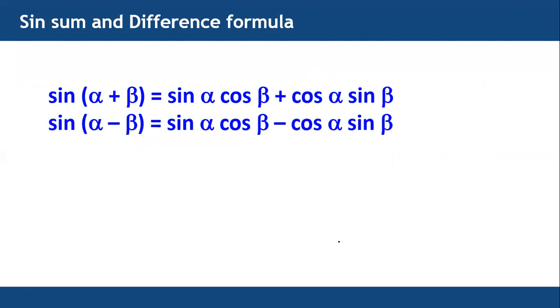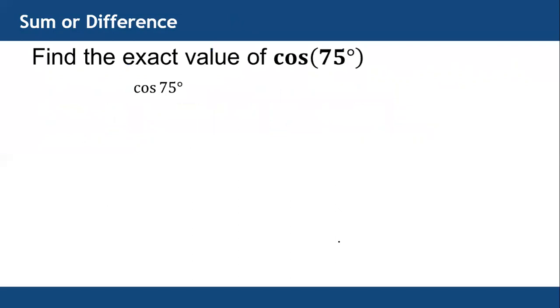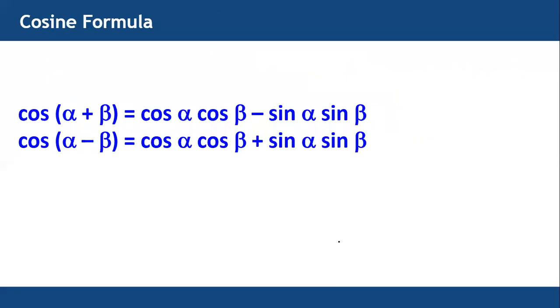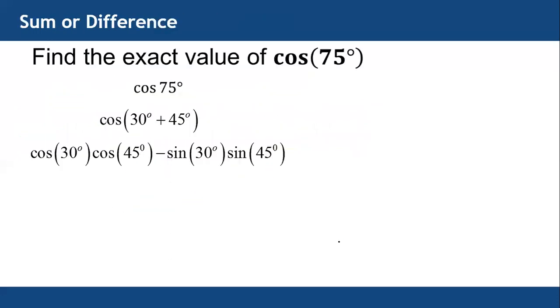Okay, if you remember, we discussed the sum and difference formulas, like sine alpha plus beta equal to sine alpha cosine beta plus cosine alpha sine beta. Same for difference, alpha minus beta: sine alpha cosine beta minus cosine alpha sine beta. We also have cosine alpha plus beta equal to cosine alpha cosine beta minus sine alpha sine beta, or cosine alpha minus beta equal to cosine alpha cosine beta plus sine alpha sine beta. So this formula is for cosine.